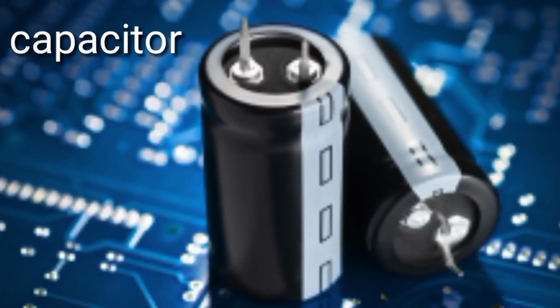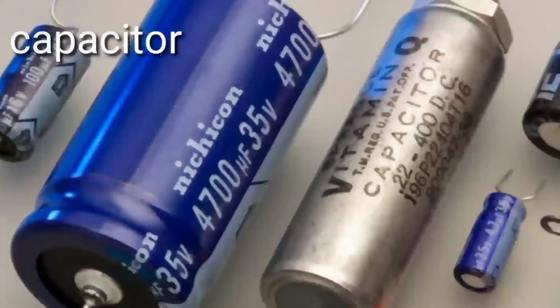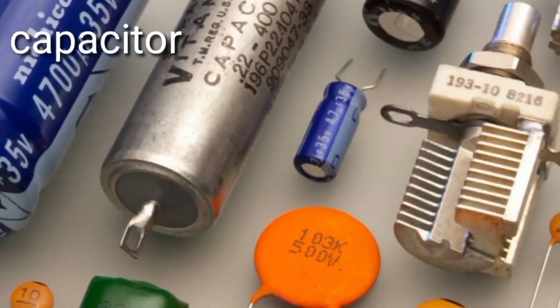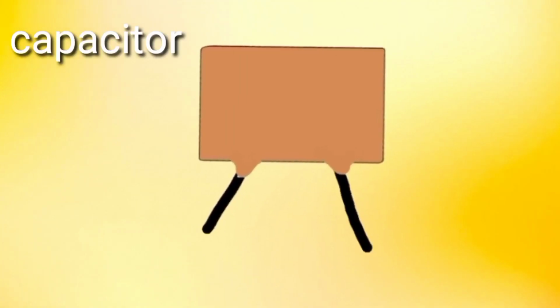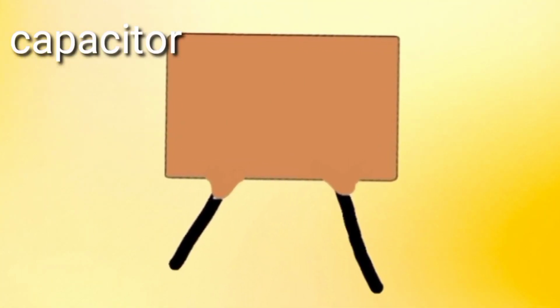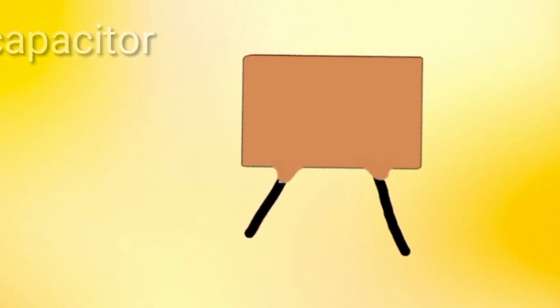Capacitor is a device that stores electrical energy. It is mainly used in filtering and timer circuits. In this video, I will mainly focus on the workings of a capacitor. Let's get started.